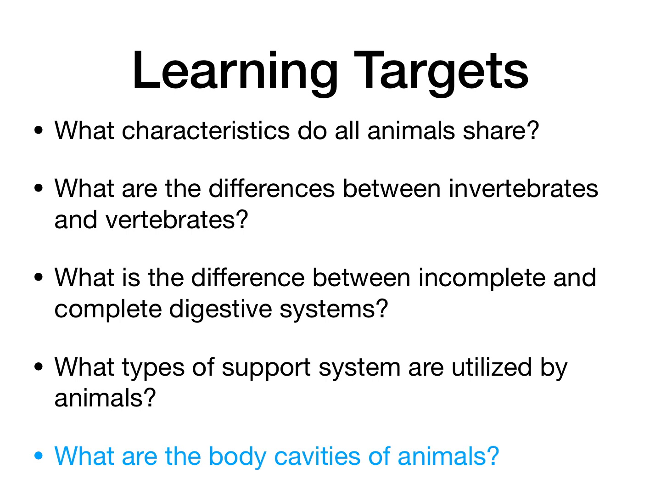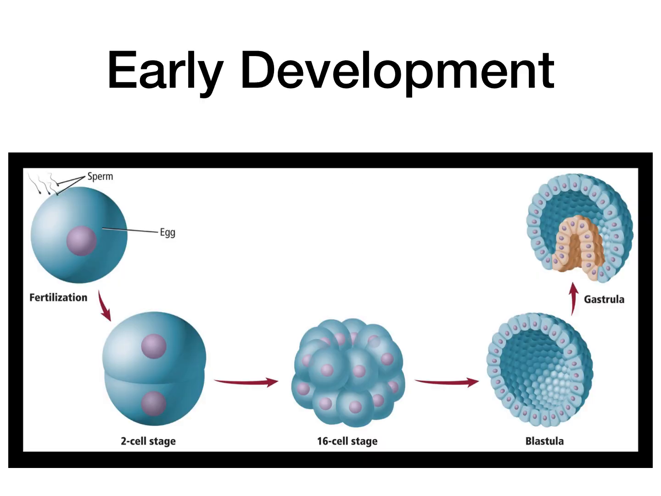So, what are the body cavities? To talk about body cavities, we've got to talk about early development of animals. So, this image starts with fertilization, where the egg and the sperm join, and then that divides into two cells, which will divide into 4, which will divide into 8, which will divide into 16. And here we have a solid ball of cells. It's just the whole mass is filled with cells.